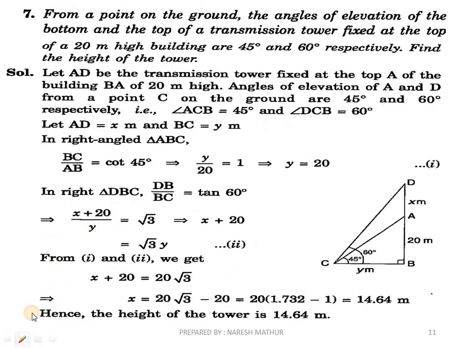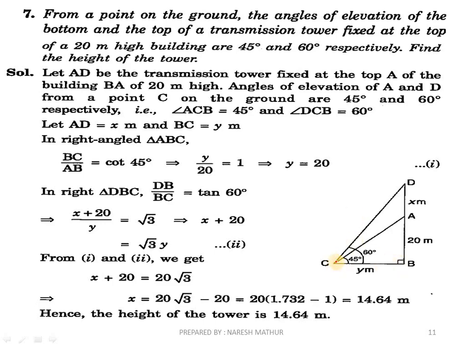In the next one, from a point on the ground, the angle of elevation of the bottom and the top of a transmission tower fixed at the top of a 20-meter high building are 45 degree and 60 degree respectively. Find the height of the tower. Now just read it again.